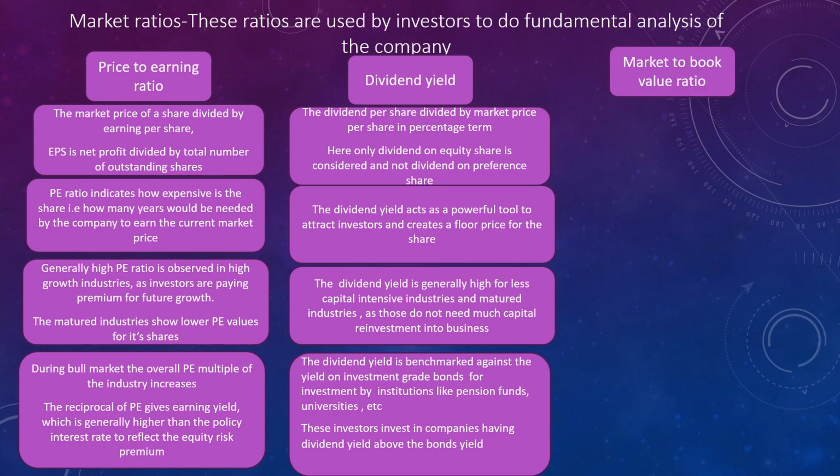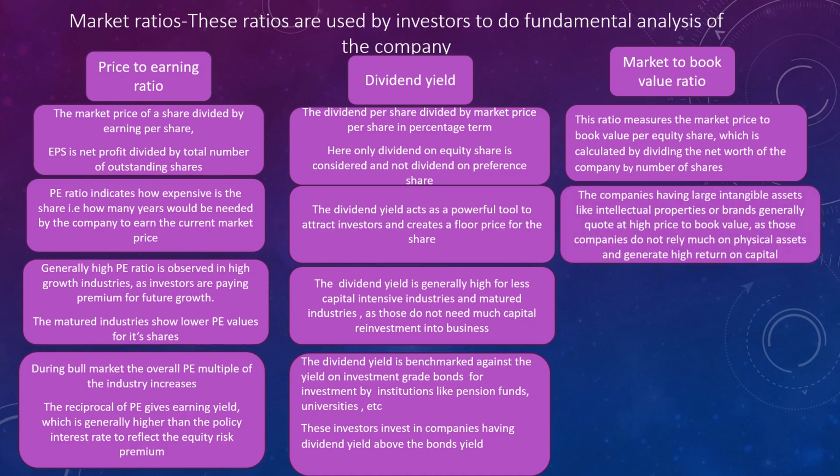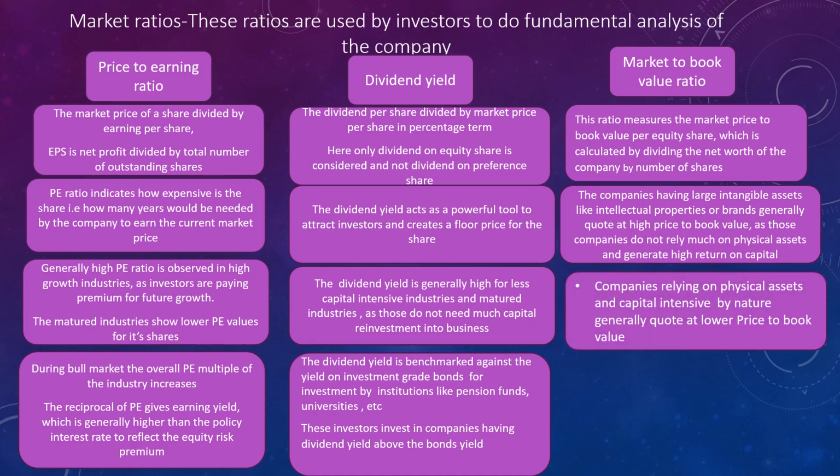Now, market to book value ratio. This ratio measures the market price to book value per equity share, which is calculated by dividing the net worth of the company by the number of shares. The companies having large intangible assets like intellectual properties or brands generally quote at high price to book value, as those companies do not rely much on physical assets and generate high return on capital.